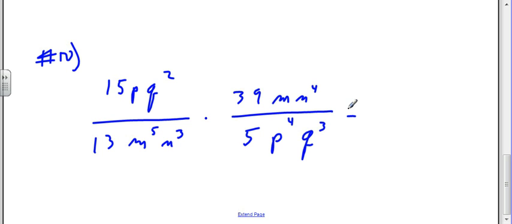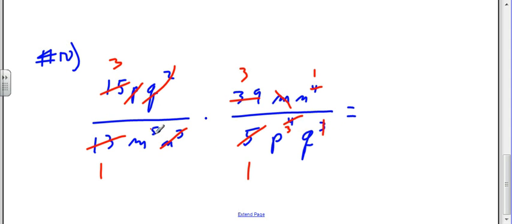When we get down, we only want positive exponents. So 5 goes into the 15 three times. 13 goes into the 39 three times. I've got a p there, making me have a p cubed here. I've got q squared, making this guy a q to the 1. I've got 3 n's, making that a 1. And I've got an m there, making this guy an m to the 4.